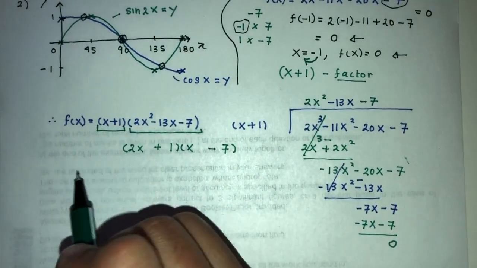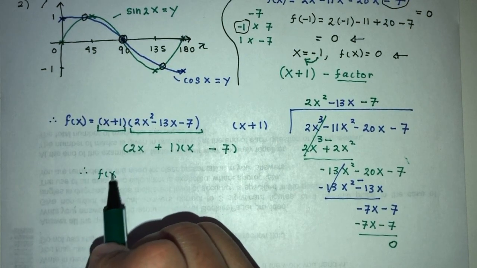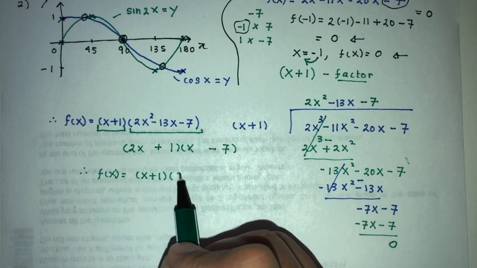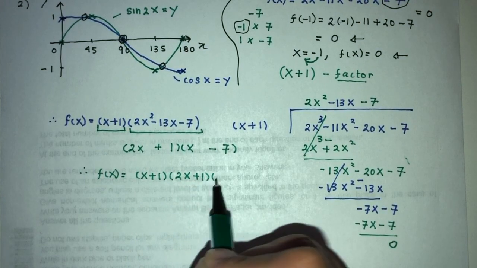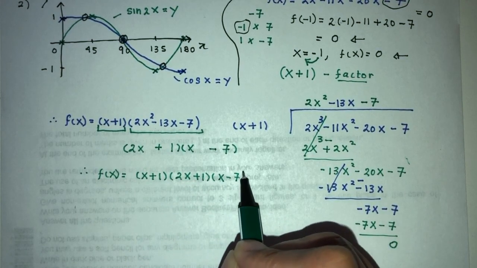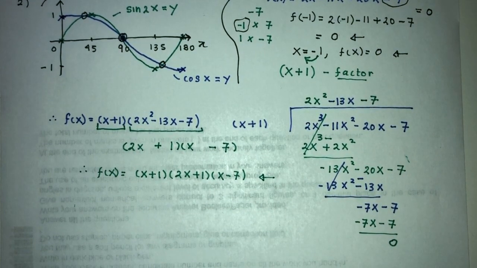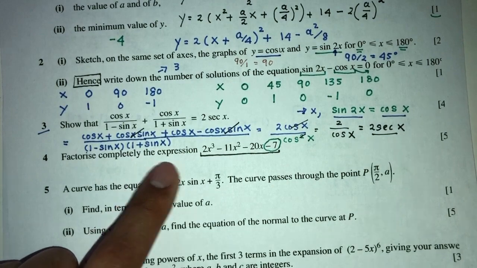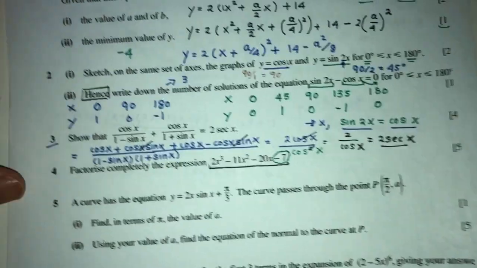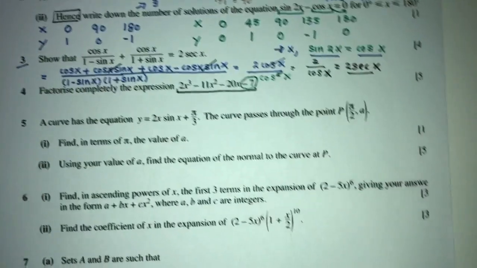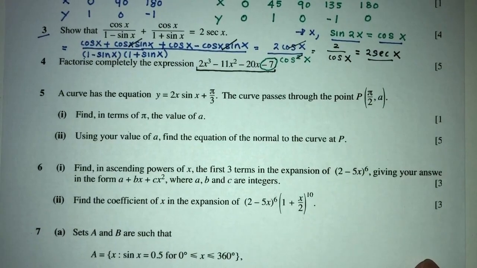So finally, in this case, we have realized f of x is factorized completely to x plus 1 times 2x plus 1 times x minus 7. This is the complete factorization for f of x, for this function actually, that is given to you. Okay, so that is your question number 4. Okay, now let's move on to question number 5.